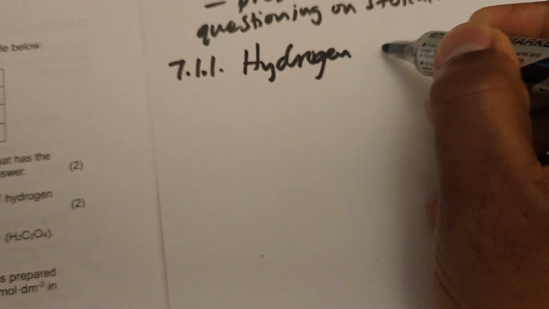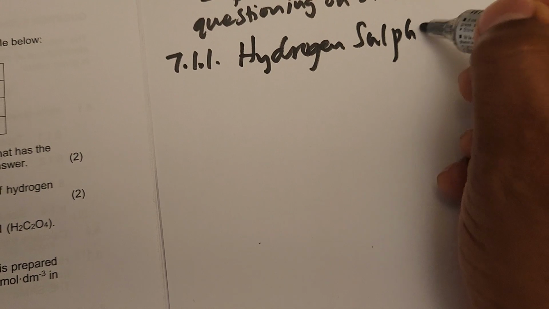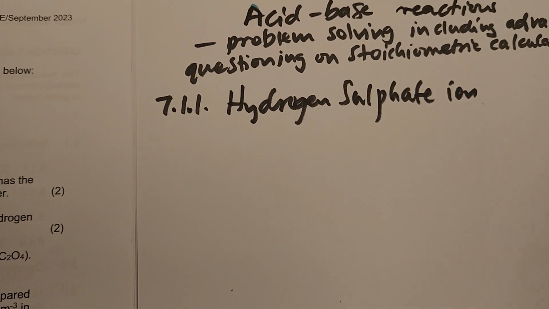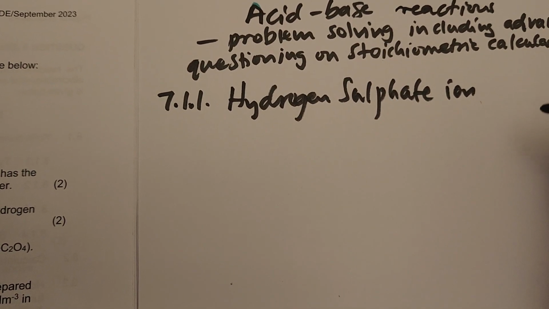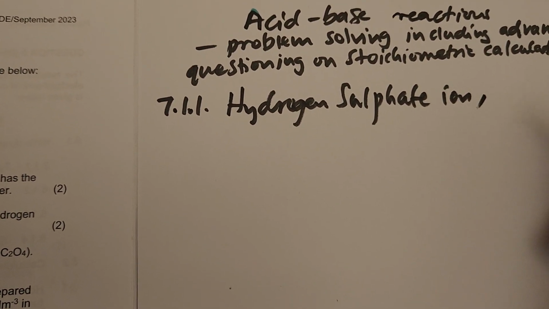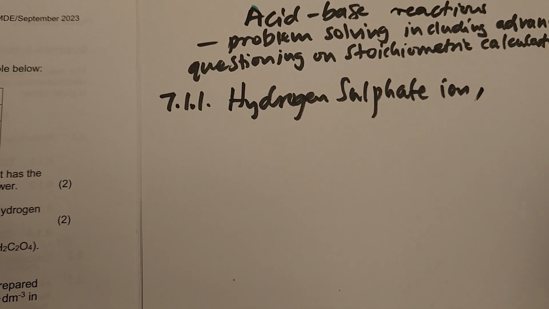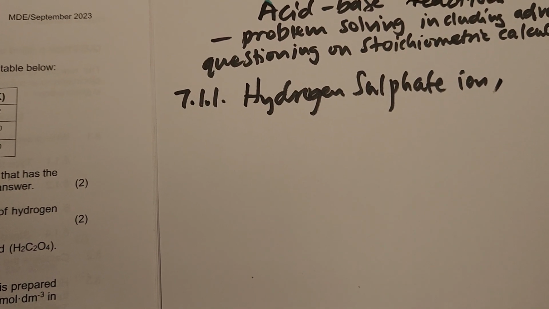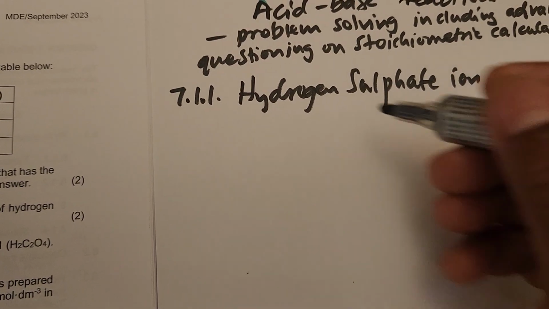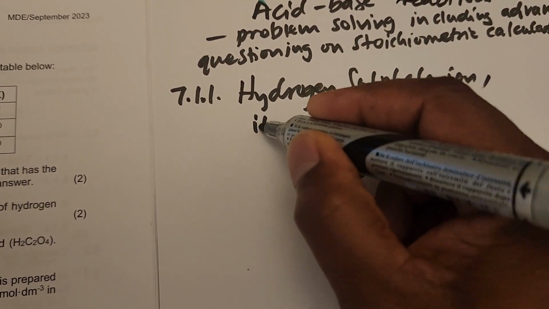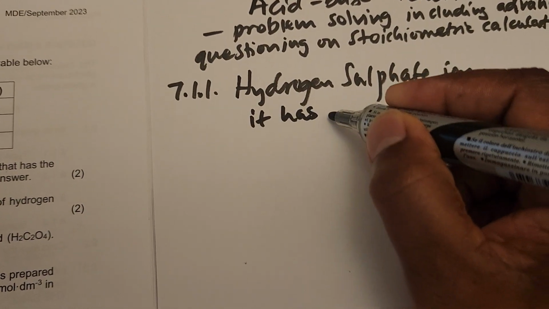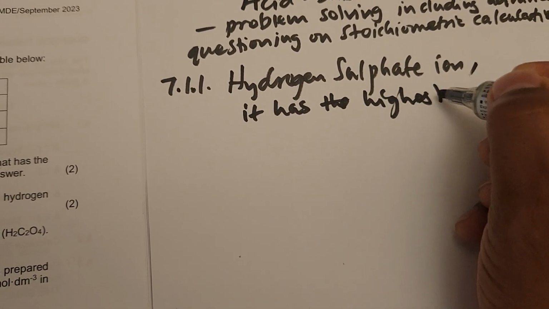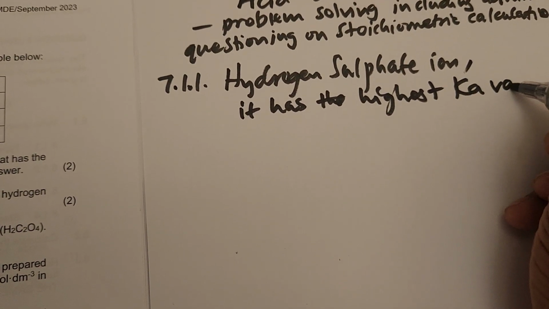hydrogen sulfate ion, because we know that the ion or acid with the highest Ka value will be the strongest one. So which means it will have the highest tendency to dissociate into ions. Now the reason will be it has the highest Ka value.